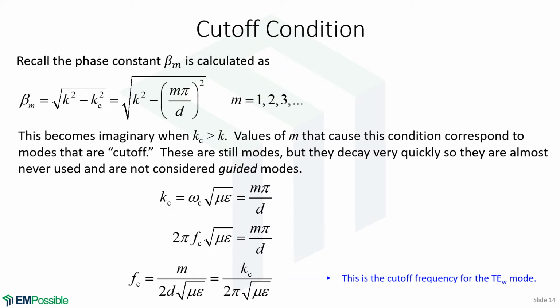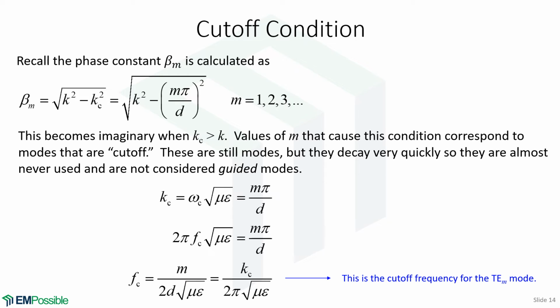So with that said, let's derive an expression for the cutoff frequency. Our cutoff wave number is our cutoff angular frequency times square root of mu epsilon. And we have an expression for our kc. It's m pi over d. Our angular frequency is 2 pi times the ordinary frequency, the one that's in hertz, kilohertz, megahertz. Now we can solve for this cutoff frequency. We can put it in terms of m, d, mu, and epsilon, or in terms of the cutoff wave number. This is probably the more useful equation, but you have both.